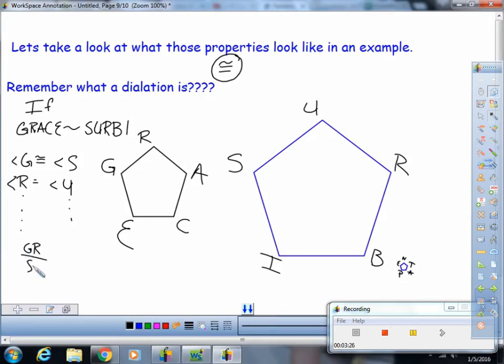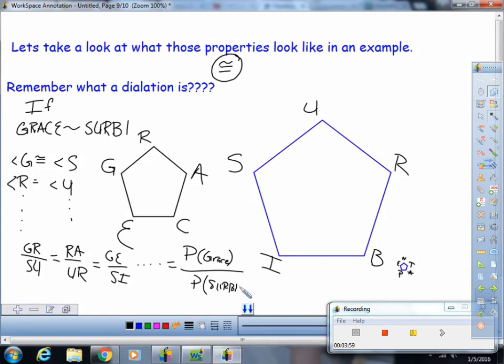Now, let's look at the proportional parts. GR over SU will give you a fraction. That fraction will have to have the same value as RA over UR. That will have to have the same value as GE over SI, etc., etc., etc. It will also have the same value as the perimeter of Grace over the perimeter of Serby. All of those will have the same fractions.